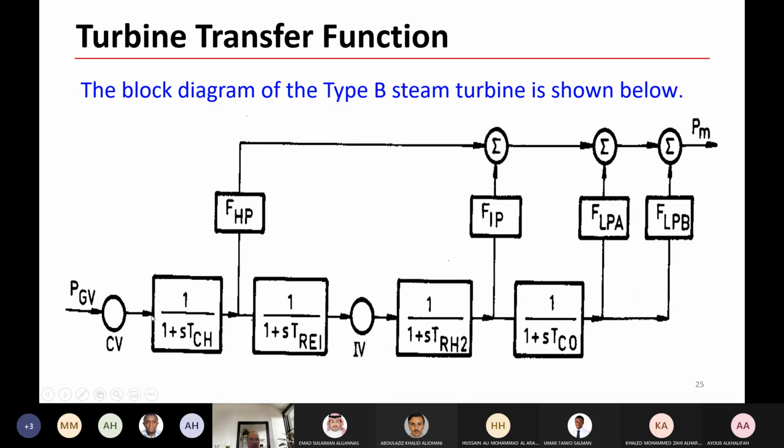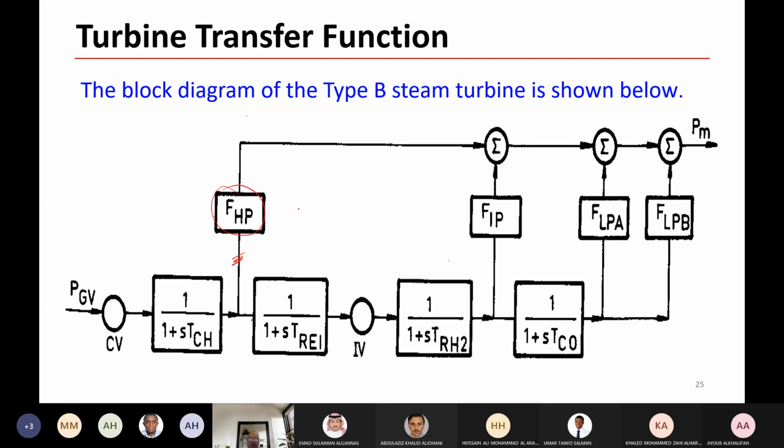You have here the chest, and you have here the reheat 1 and reheat 2. If you have only single reheat, then one block is there. And this is the crossover part. This is the output of the high pressure.